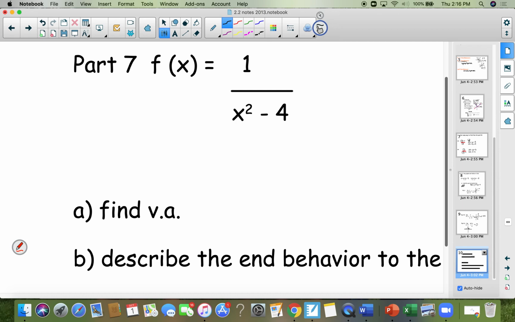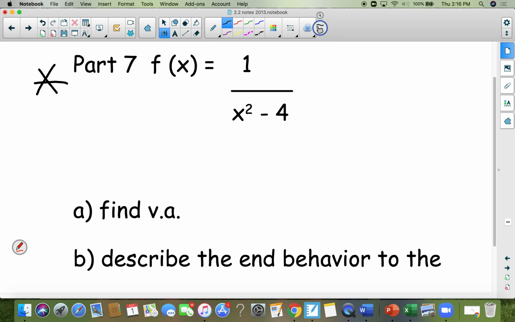Okay, last problem of the day, you guys. This is very important. This is on the test. We got lots of time. We are doing great. 1 over x squared minus 4. We'll actually have time to wash desks. 1 over x squared minus 4.